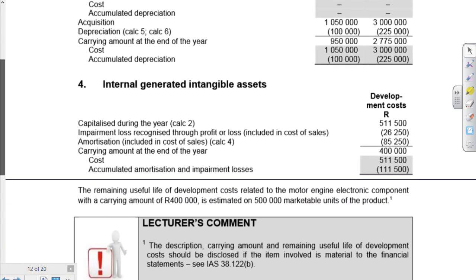There's my internally generated intangible, capitalized during the year, Calc 2, 511,500. It would have been nothing at the beginning, isn't it? A capitalization in the year. Then there were some impairments, but we don't need to worry about those at this stage.